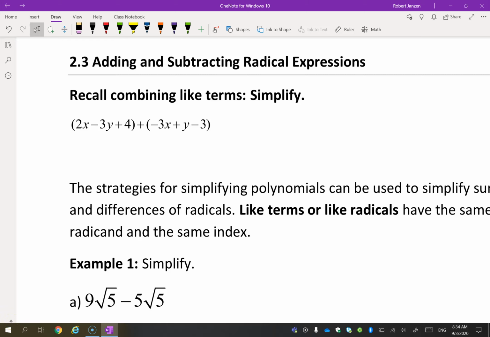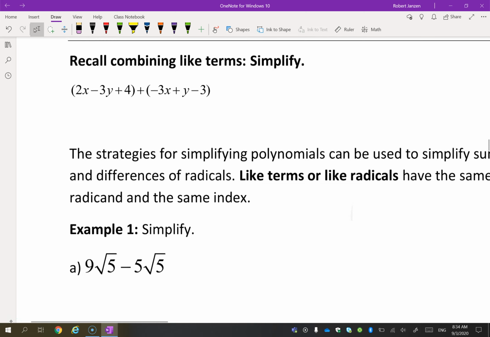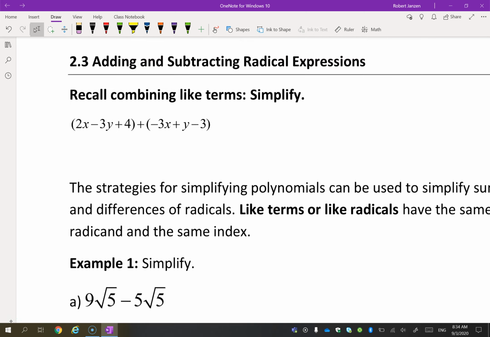So we went yesterday over simplifying radicals, which should have been a bit of a review, but at the same time we added in the variables. Adding and subtracting radicals is actually pretty simple. It's basically like terms. If you remember like terms, you have a question like this, we're looking for variables that are the same to the same exponent.